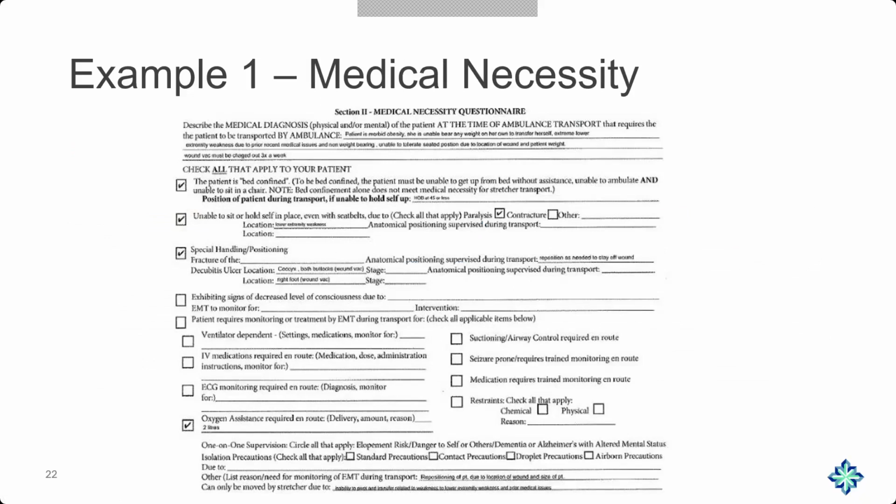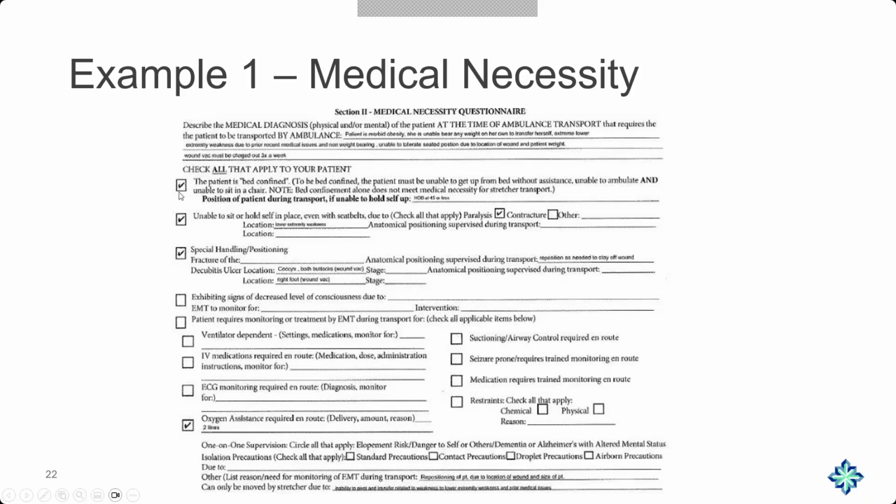This is the medical necessity section. So this does tell us, okay, patient is morbidly obese. She is unable to bear any weight on her own. Okay, she's got extreme lower weakness due to prior medical issues and non-weight bearing. Unable to tolerate seated position due to location of wound and patient weight. So she's got to go by ambulance because she can't sit and tolerate it. Wound vac must be changed 3 times a week.